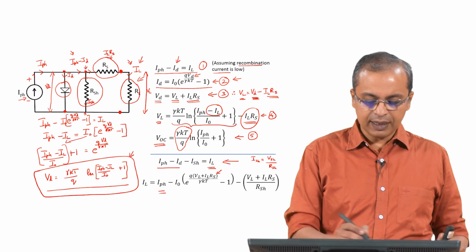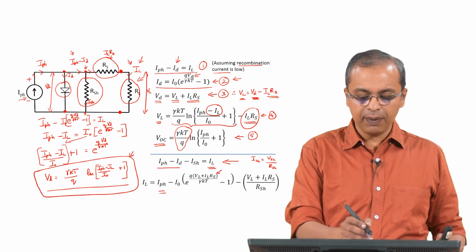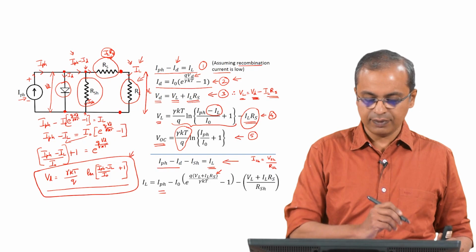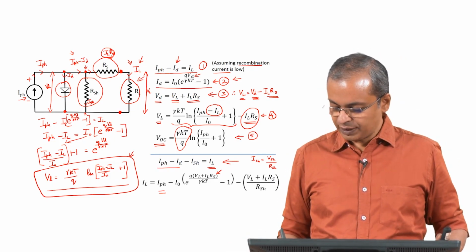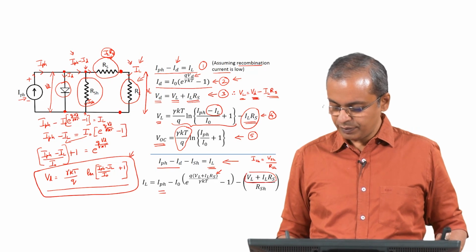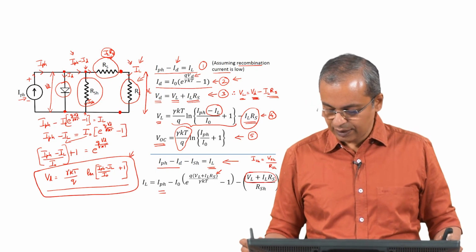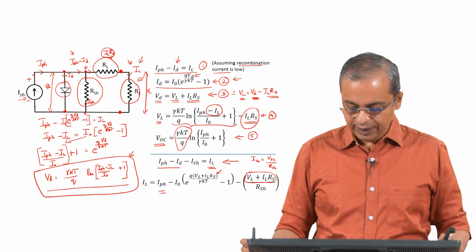So, what is that voltage? That is simply the voltage across the load plus this I_L R_S, which is the same as across the shunt. That is what you see in the numerator here, V_L plus I_L R_S. Okay. So, this is the relationship.